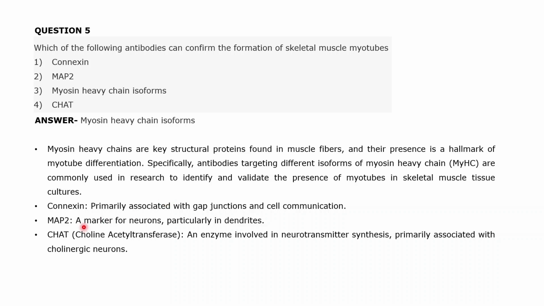MAP2, or microtubule associated protein 2, is actually associated with the neurons, right, particularly in dendrites. So if an antibody can detect MAP2, it can be used as a particular detection method to identify neural cells and not muscle cells.